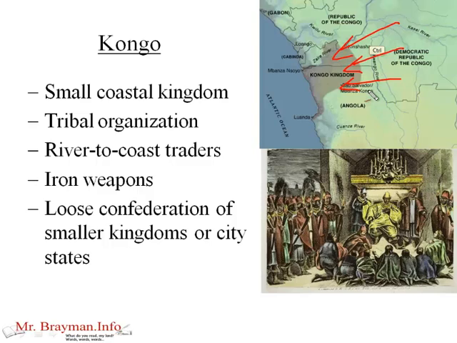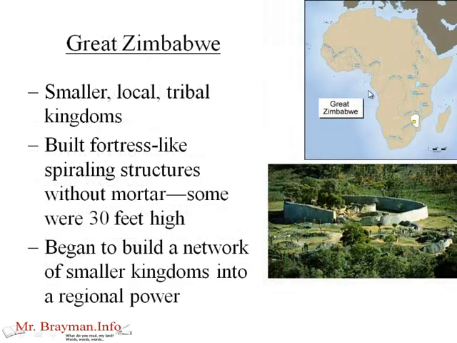But you're going to keep in mind that they're going to come up against the Europeans, who have steel weapons as well as early cannons and guns. But nevertheless, Congo was very powerful in the period of early contact with Europe. But they were a loose confederation of smaller kingdoms or city-states, again, very similar to the Yoruba and the Benin.